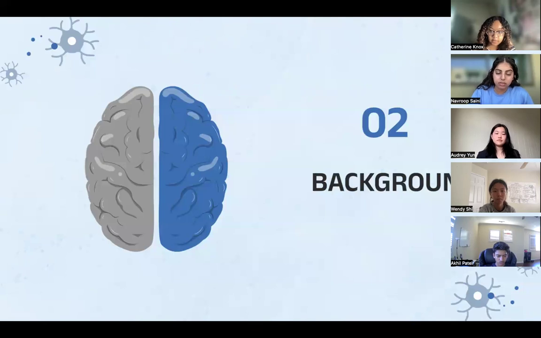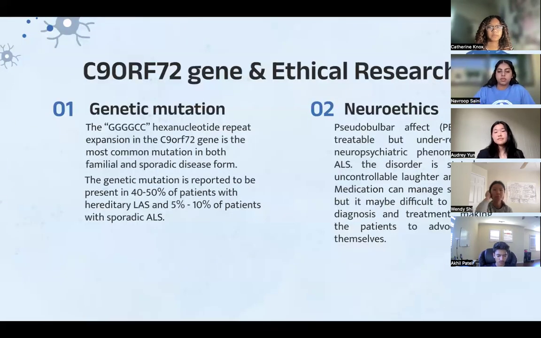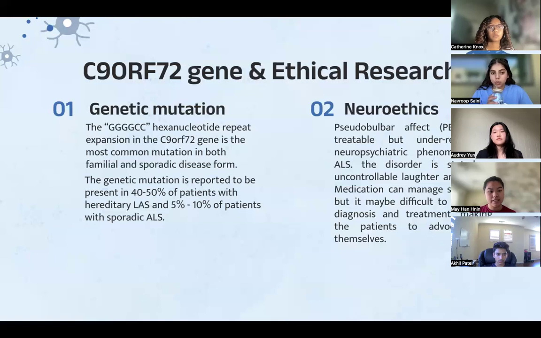So now we're going into the background of our research. Since we're trying to do research about the C9ORF72 gene and ethical research, we found out that the GGGGCC hexanucleotide repeat expansion in the C9ORF72 gene is the most common mutation in both familial and sporadic disease forms. The genetic mutation is reported to be present in 40 to 50% of patients with hereditary ALS and 5% to 10% of patients with sporadic ALS.